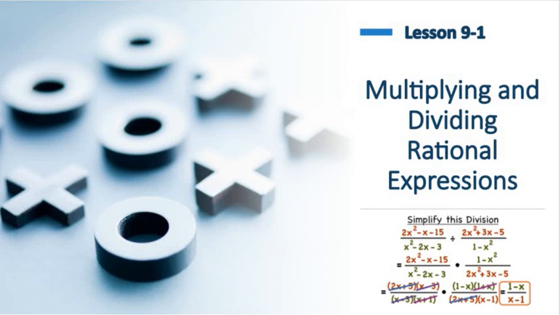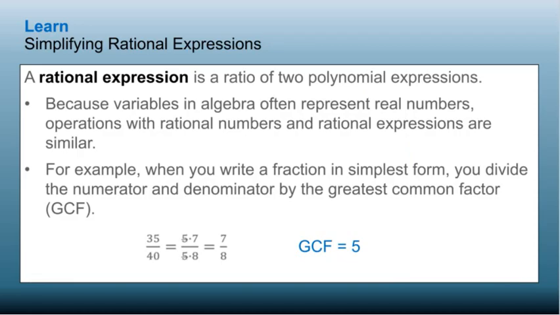Lesson 9-1, multiplying and dividing rational expressions. A rational expression is just a ratio of two polynomial expressions. Because variables in algebra often represent real numbers, operations with rational numbers and rational expressions are very similar. So when you are simplifying a rational expression, just treat it like a fraction. When you are simplifying fractions, you're dividing out the greatest common factor in the numerator and the denominator.